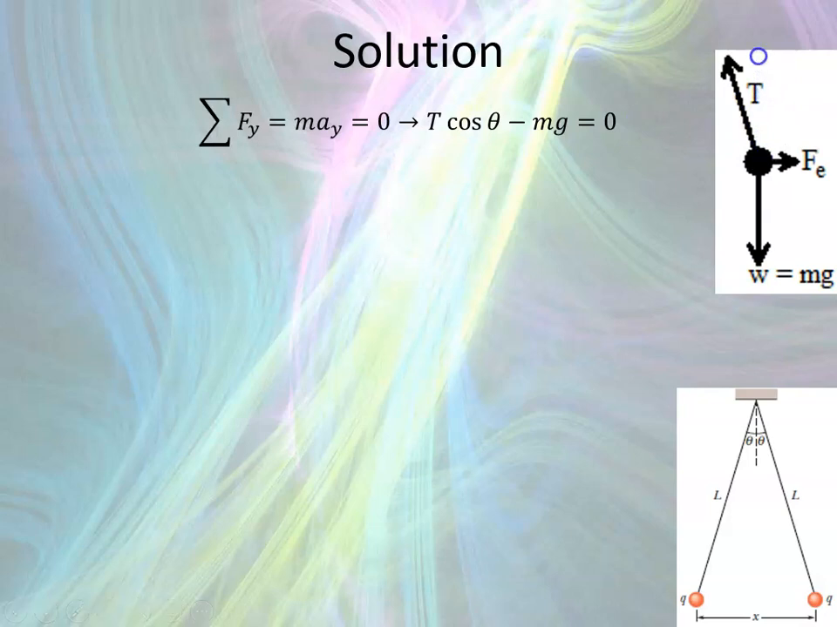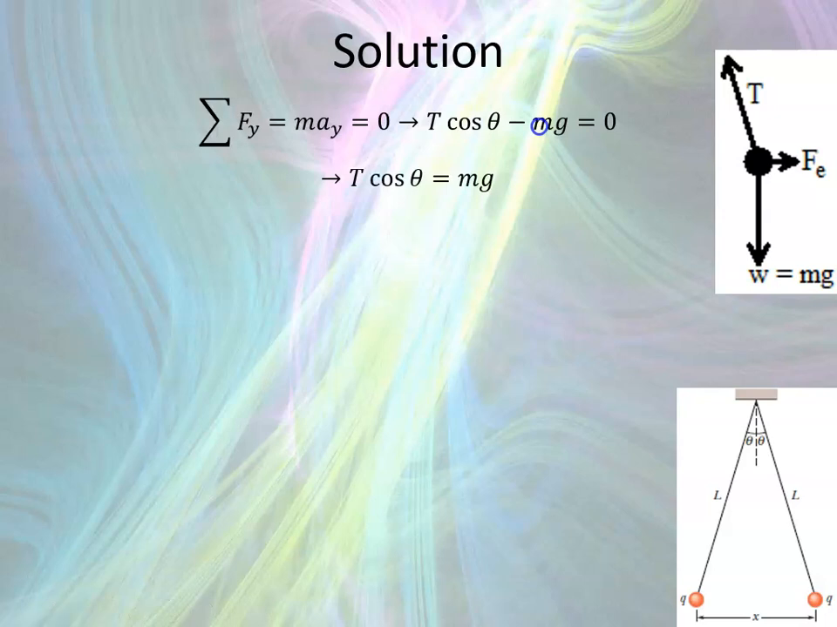And, well, are there any other forces in the vertical direction? Aha, we have the force of gravity, the weight in the vertical direction. So we have T sub y minus W equals 0, and that translates into T cosine theta minus mg equals 0.